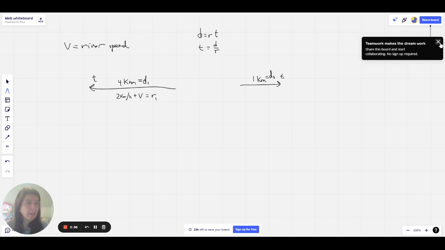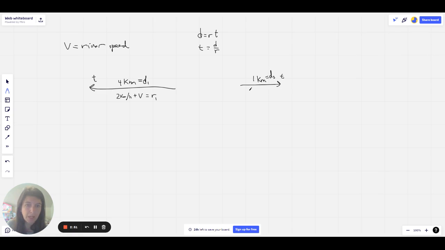Our speed is going to be 2 kilometers per hour, subtracting the river speed now. We're going to call this R2. So we have D1, R1, and D2, R2. Okay, so we're going to set these up.